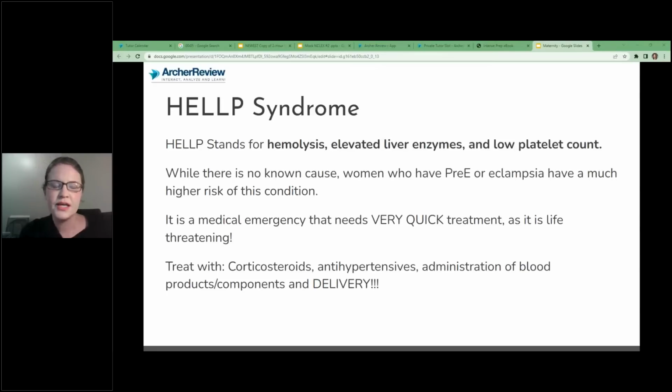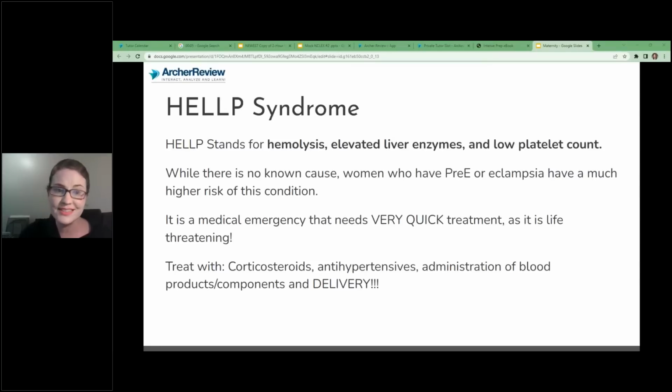Okay, HELLP syndrome. So HELLP syndrome stands for hemolysis. Hemolysis, remember, is when red blood cells are destroyed and break apart and are no longer effective at carrying oxygen. Elevated liver enzymes, so those liver enzymes rise, which means the liver gets inflamed, and the platelets will drop really, really rapidly. And if you recall, HELLP syndrome is considered to be a variant of preeclampsia. We see HELLP syndrome usually in patients who have preeclampsia or eclampsia, or who have a higher risk for that. Those people are going to have a higher risk for this condition.